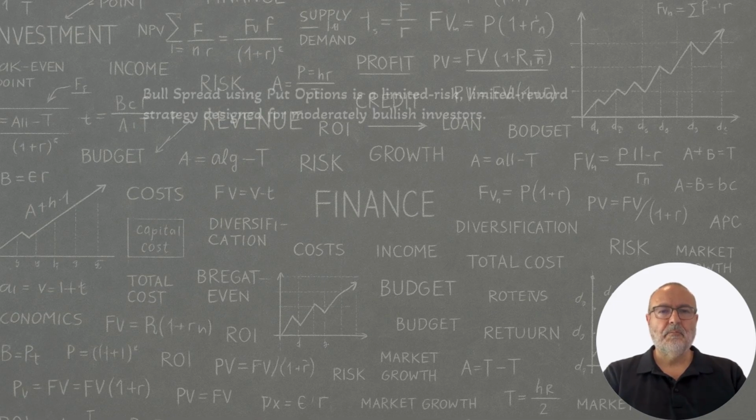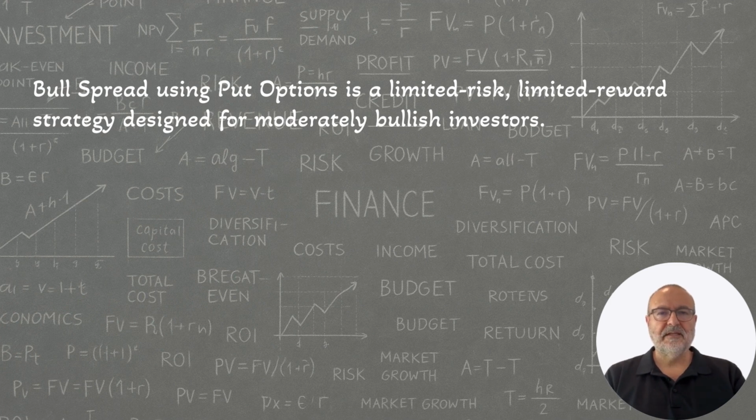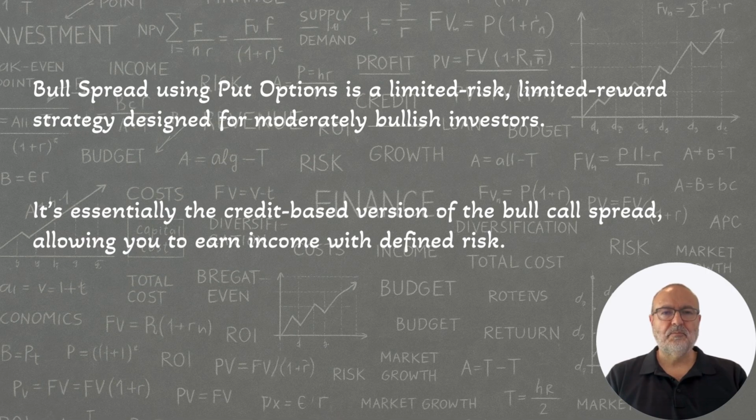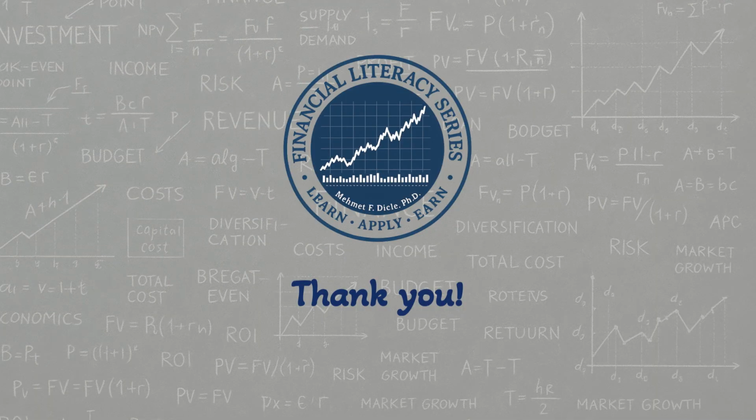In summary, the bull spread using put options is a limited risk, limited reward strategy designed for moderately bullish investors. It's essentially the credit-based version of the bull call spread, allowing you to earn income with defined risk. This concludes our discussion about the bull spread using put options strategy.